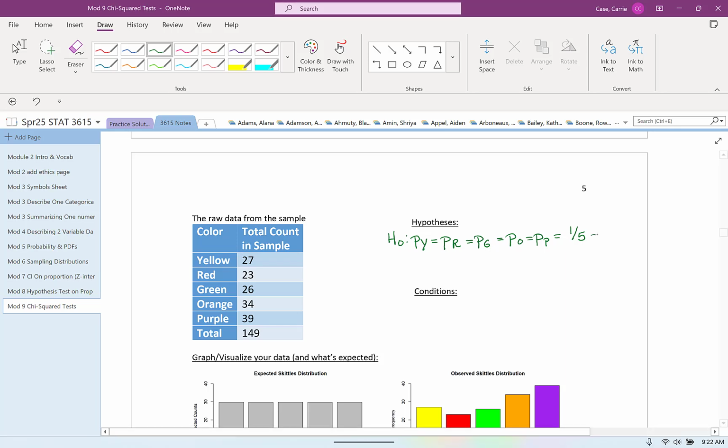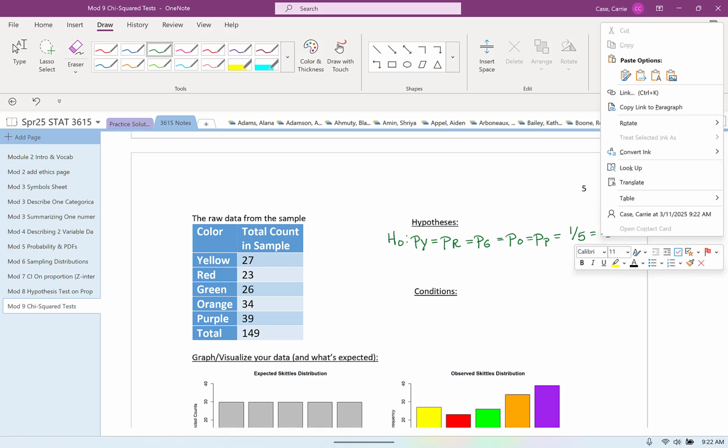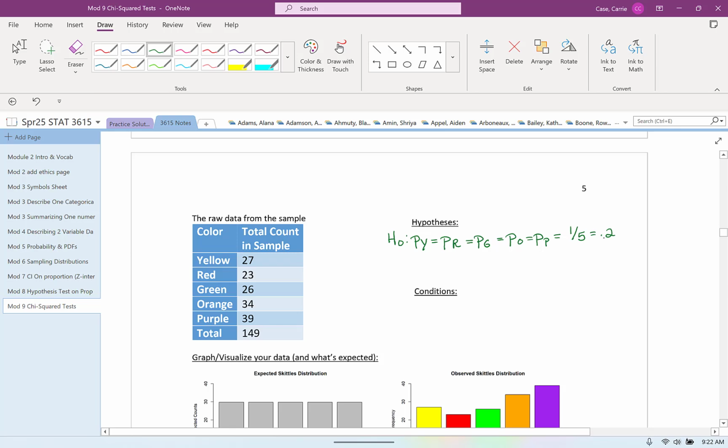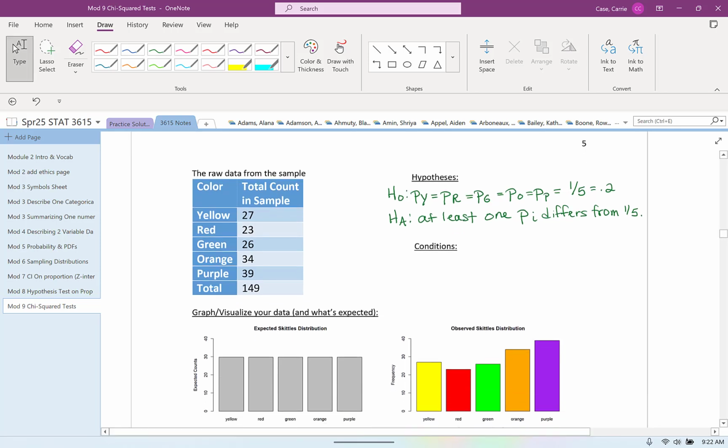It doesn't matter how you write that. We do have to have numbers when we put this into software, so I don't typically use percentages here. And then because we have more than two of these, we write our alternative: at least one P sub I differs from 1/5. So we do actually use the number there sometimes. You don't have to, though. You could have just said at least one proportion differs.